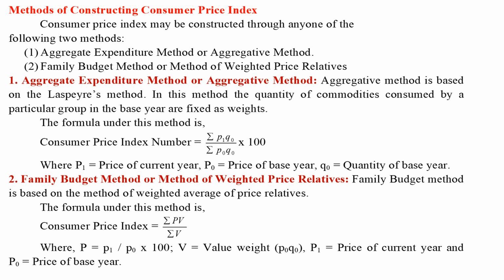2. Family budget method or method of weighted price relatives. Family budget method is based on the method of weighted average of price relatives. The formula for consumer price index number under this method is as mentioned here. P equals P1 by P0 x 100, V equals value weight, that is P0 into Q0. P1 equals price of current year and P0 equals price of base year.